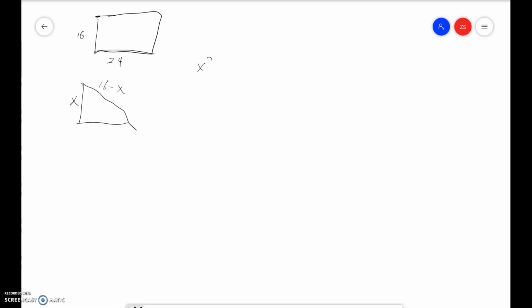Then we can find the base by using Pythagorean theorem here. Solve for base, we're going to end up with the square root of (18 minus x) squared minus x squared. Okay, so now we can formulate our area with respect to x. It's going to be equal to 1/2 times height times base.